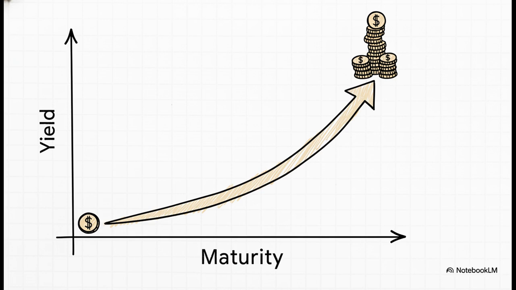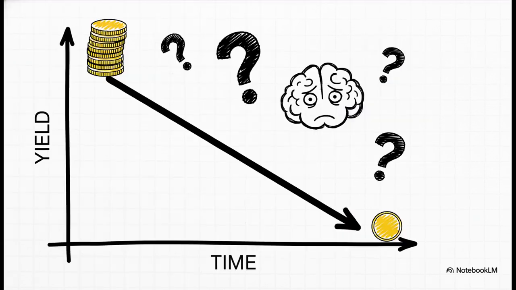And it makes total sense, right? It follows that logic we just talked about. If you're going to lock up your money for 30 years, you are going to demand a much higher interest rate, a higher yield, than for a loan that's only 3 months long. More time equals more risk, so you get more reward. Simple as that. But then, every now and then, the graph does something really weird.